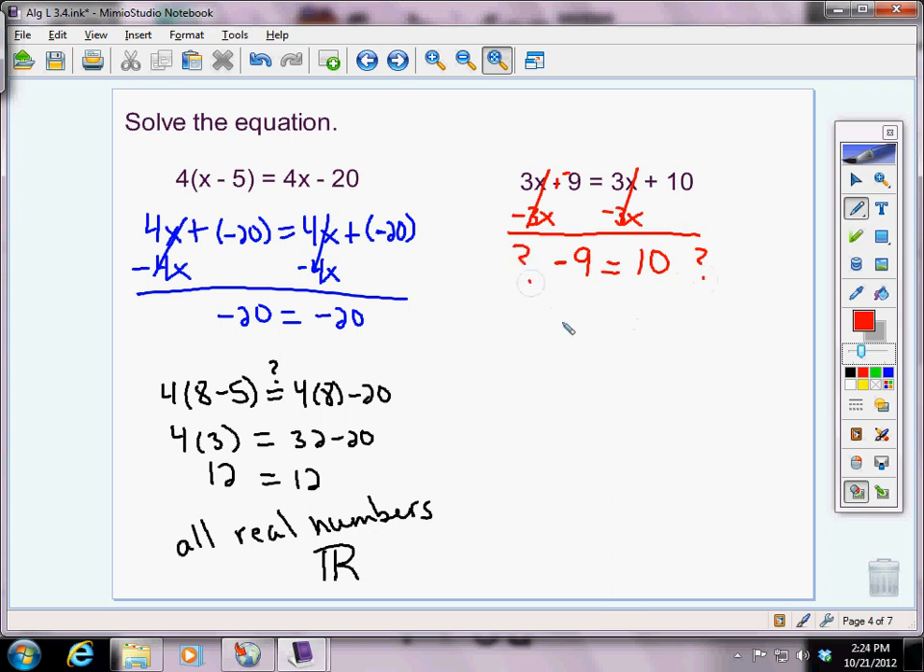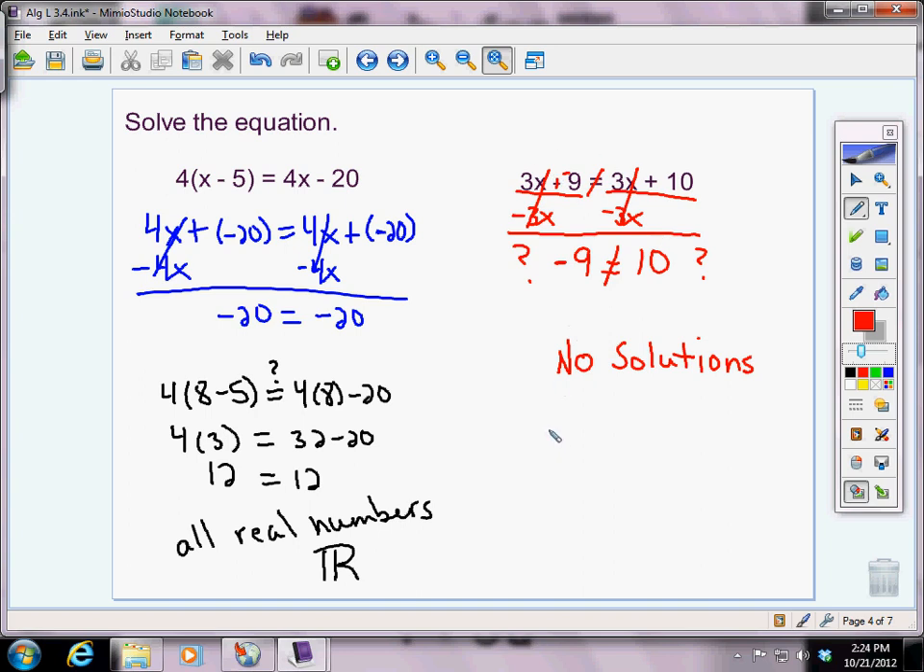Does negative 9 equal 10? No. That's not a true statement. And what that means is when you get two things that just can't equal each other, it means that this side can never equal this side. So in this case, we'd write for an answer, no solutions, because there is no x value that you can substitute in to make these two sides equal to each other.